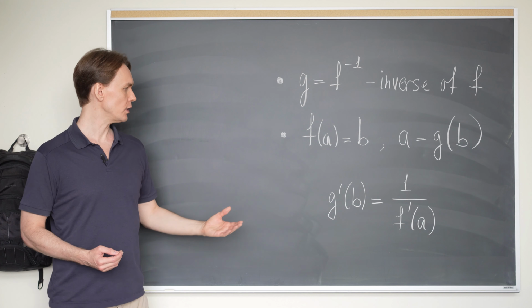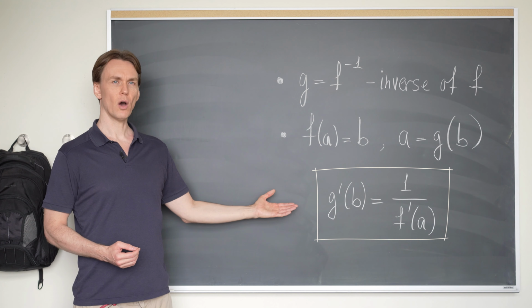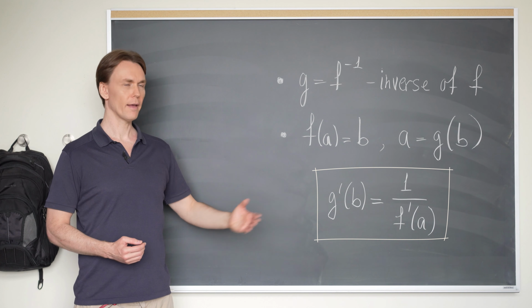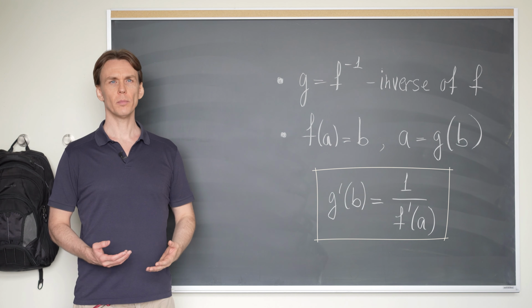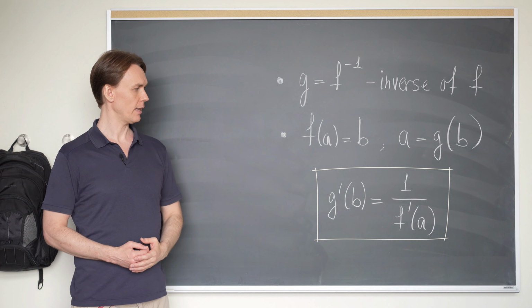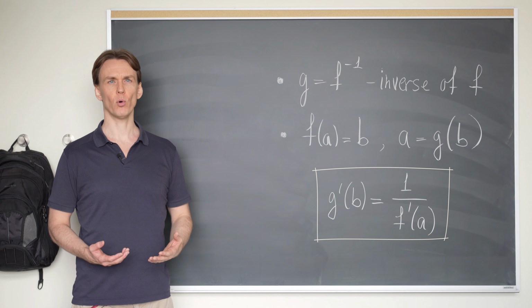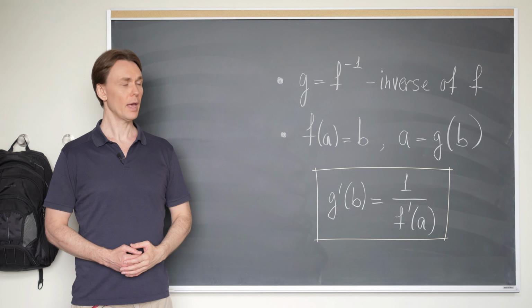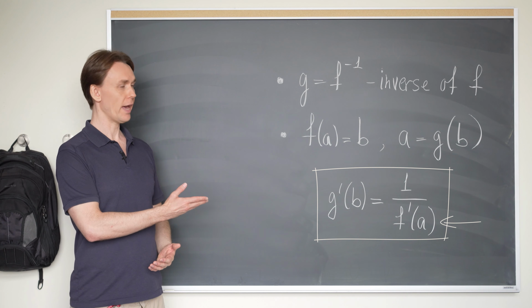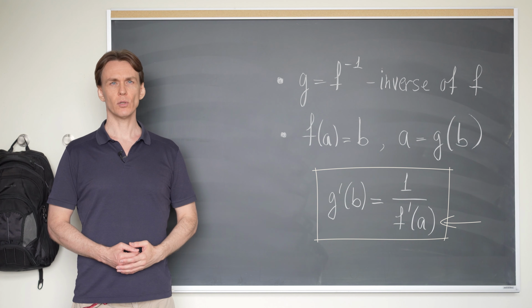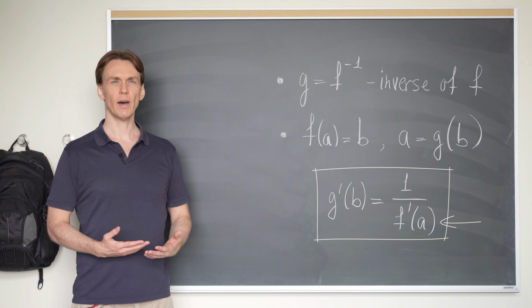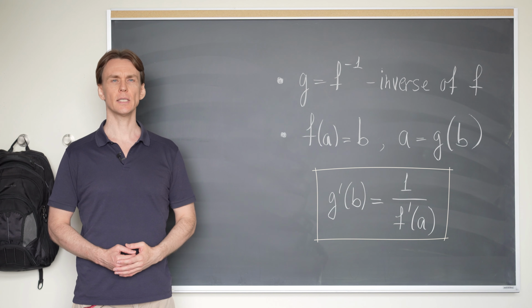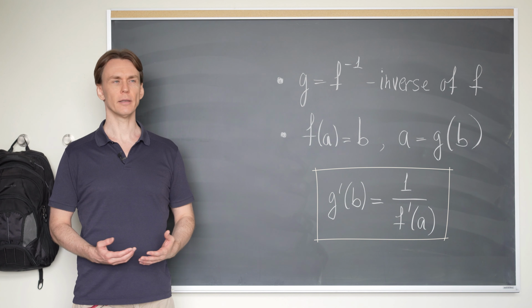And in this case, it turns out that the derivative of this inverse function g at the point b will be equal to 1 divided by the derivative of f at the point a. And in the case when the derivative of f at the point a is equal to 0, of course you cannot divide by 0, and in this case this will mean that the derivative of g is undefined at this particular point b.